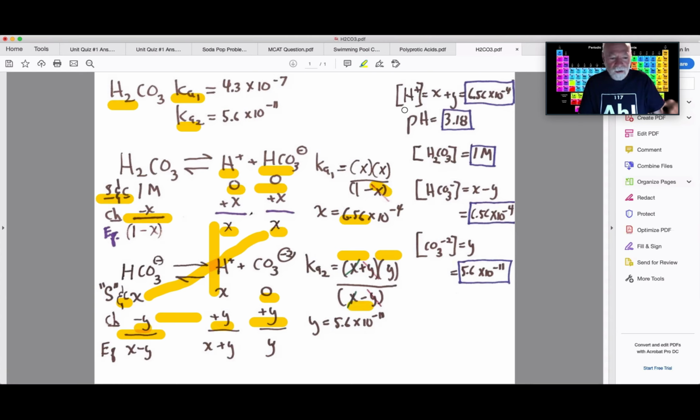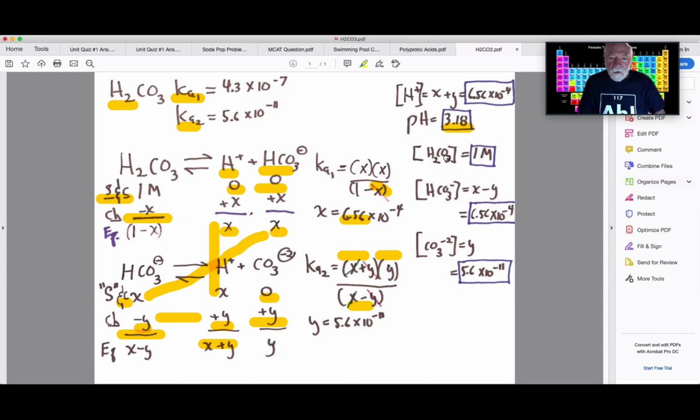Okay, we're now ready to answer everything that's in the system. So the hydrogen concentration, look at the very bottom, is x plus y. So x is 6.56 times 10 to the minus 4. I tried to add a y to it, it didn't even show up on my calculator, so hydrogen concentration is 6.56 times 10 to the minus 4. So let's see, I'll store that in memory 1, and I'll take minus the log of that. So log button, change the sign, I get a pH of 3.18.